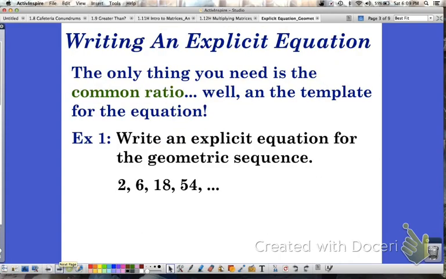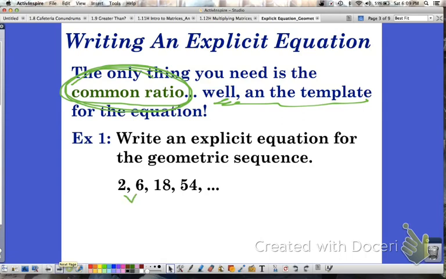Let's take a look at an example that you would use to write an explicit equation for. So I've got an example that has four numbers in a list, 2, 6, 18, 54, and I'm asking you to write an explicit equation for that sequence. Well, to be able to do that, you're going to need the common ratio, that number that is being multiplied going down your list. Well, you also need the template as well. We'll get the template in just a minute.